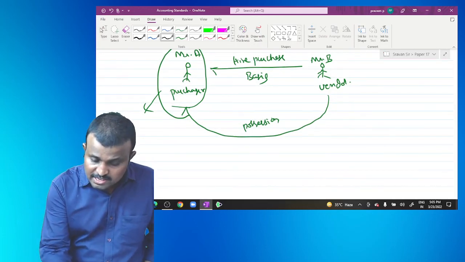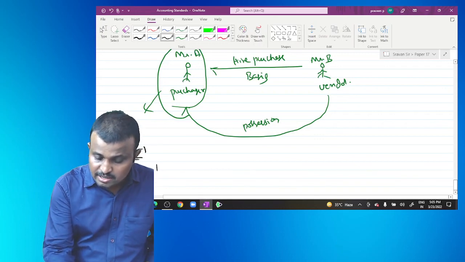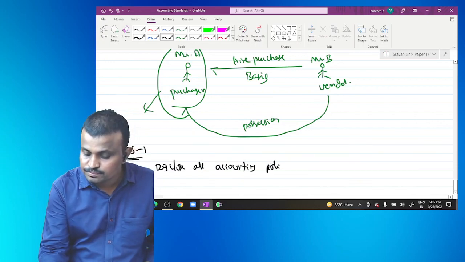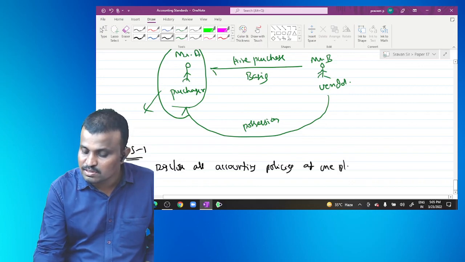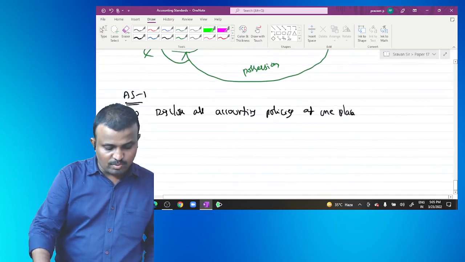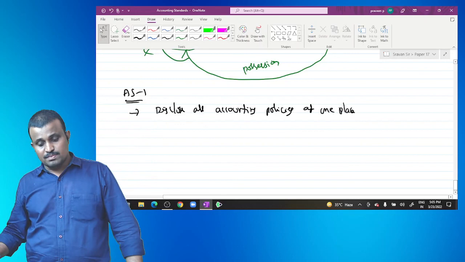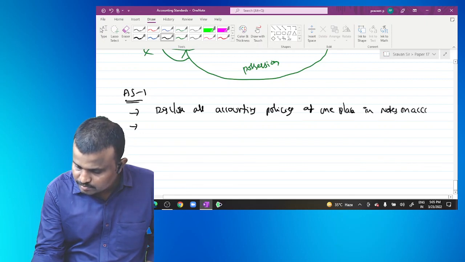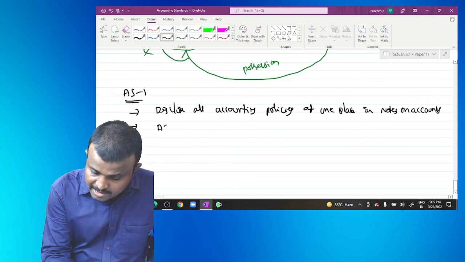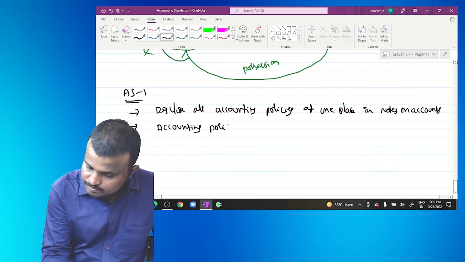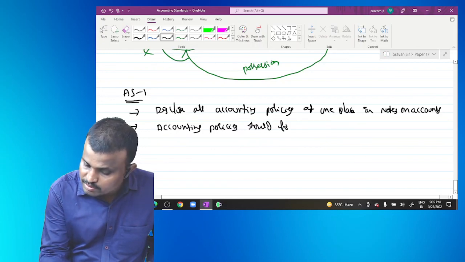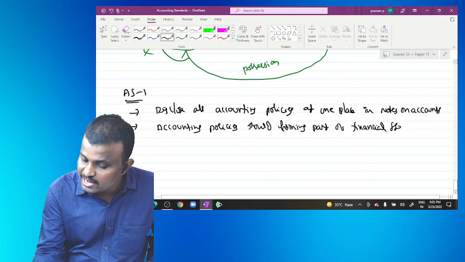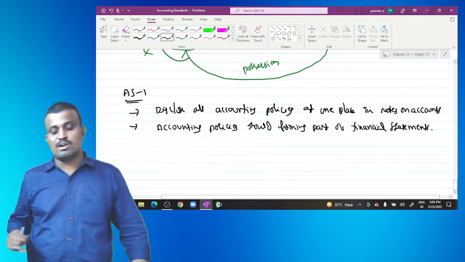So on disclosure, AS 1 clearly states: disclose all accounting policies at one place, in the notes on accounts, and accounting policies should form part of the financial statements.